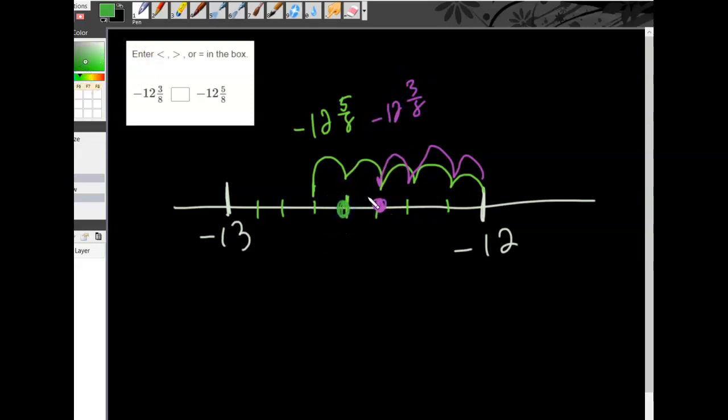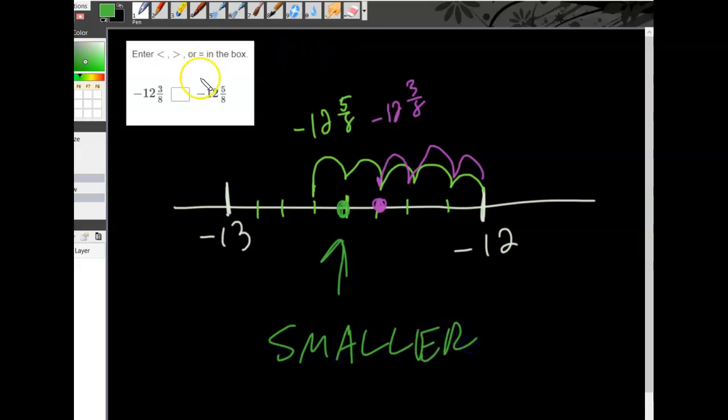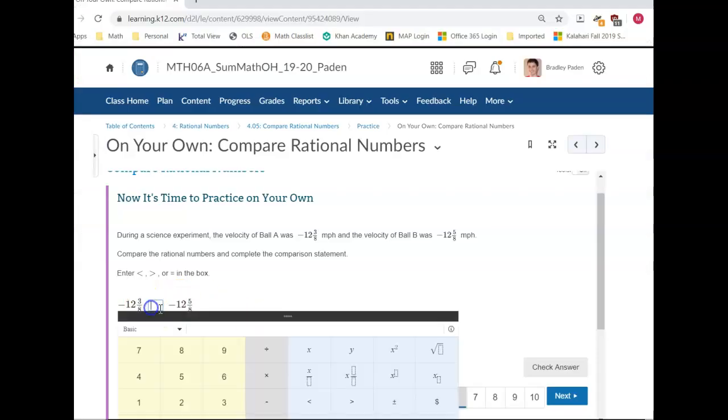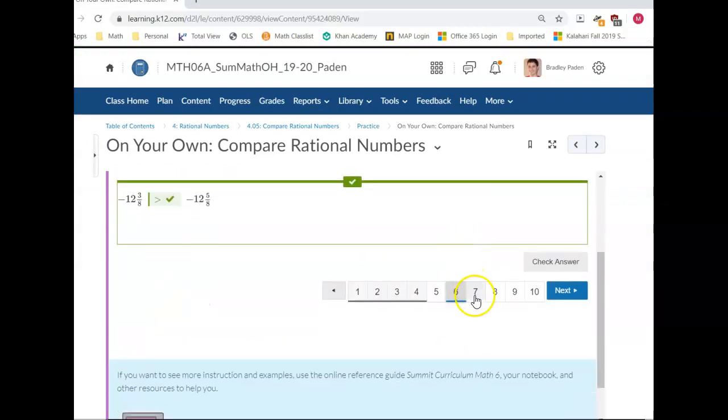5/8 is right there. Farther to the left, smaller. So -12 and 3/8 would be slightly larger. The one on the right is slightly larger than -12 and 5/8. Remember, the farther to the left you go, the smaller you get on a number line. -100 is smaller than both these numbers. So we want a greater than symbol, because we're saying negative 12 and 3/8 is greater than negative 12 and 5/8. All right, so I'll just put that in there. And the computer says we're right.